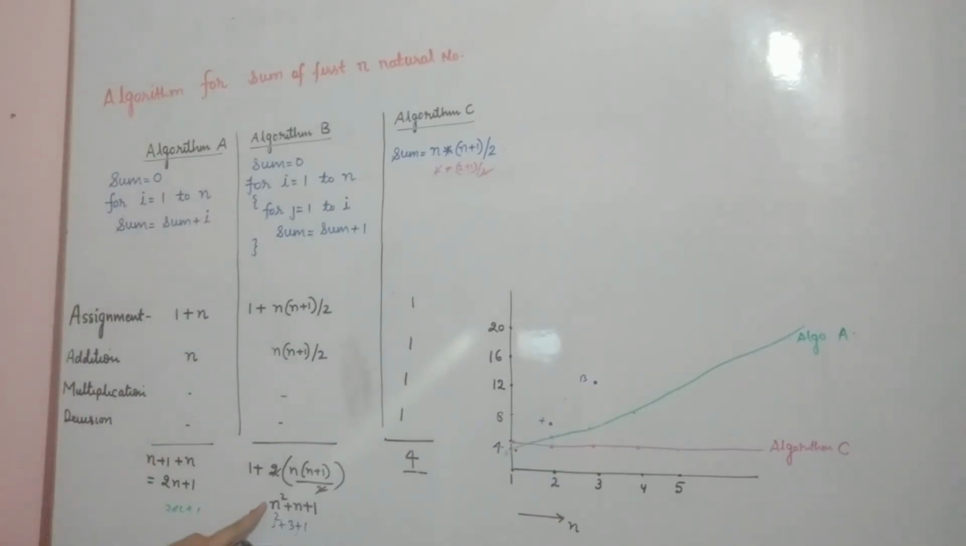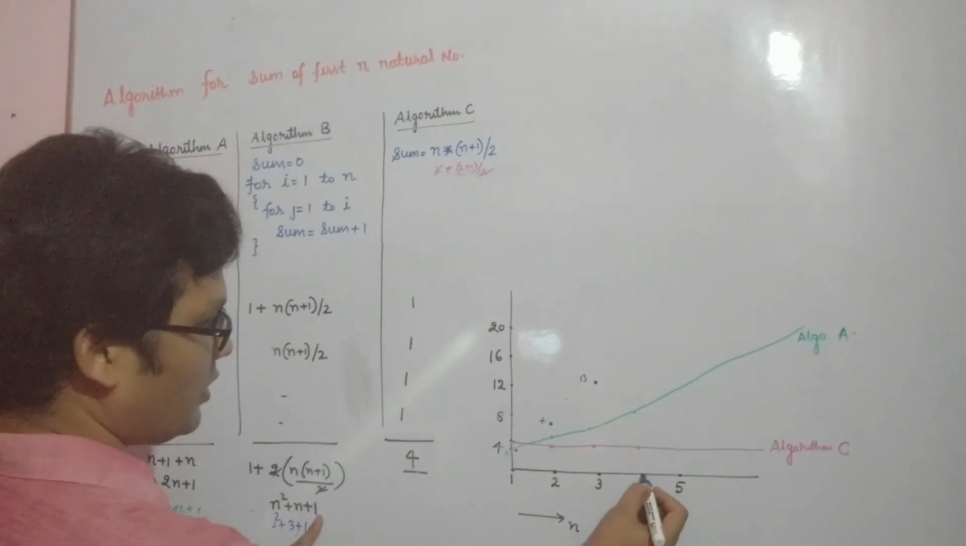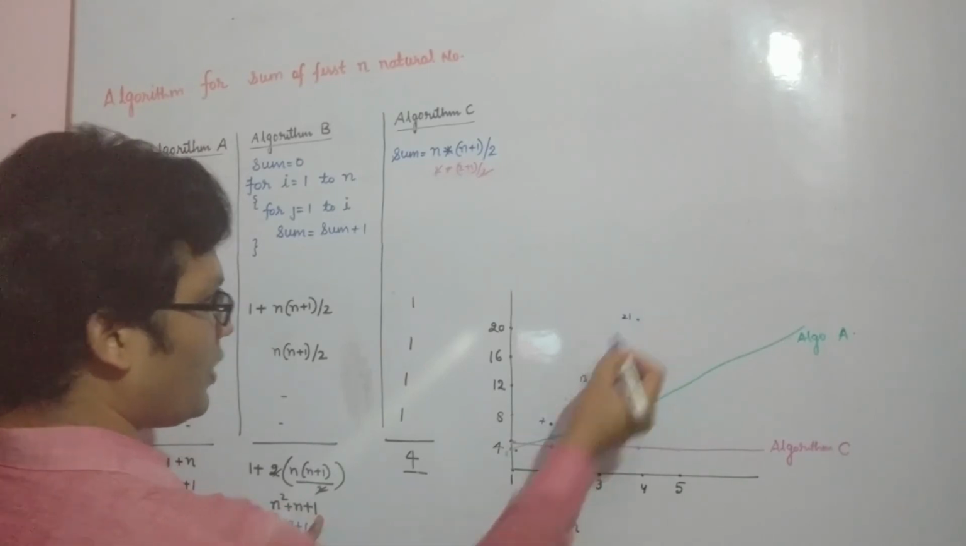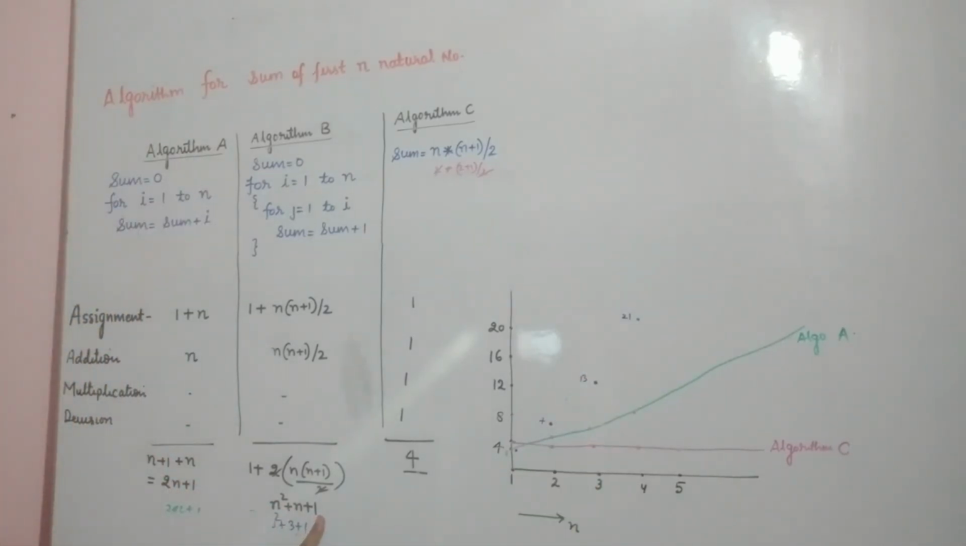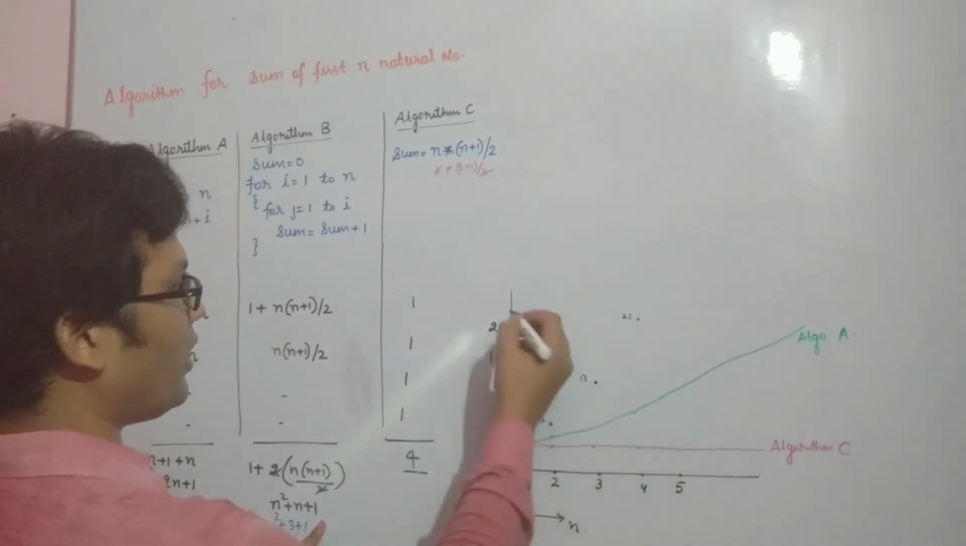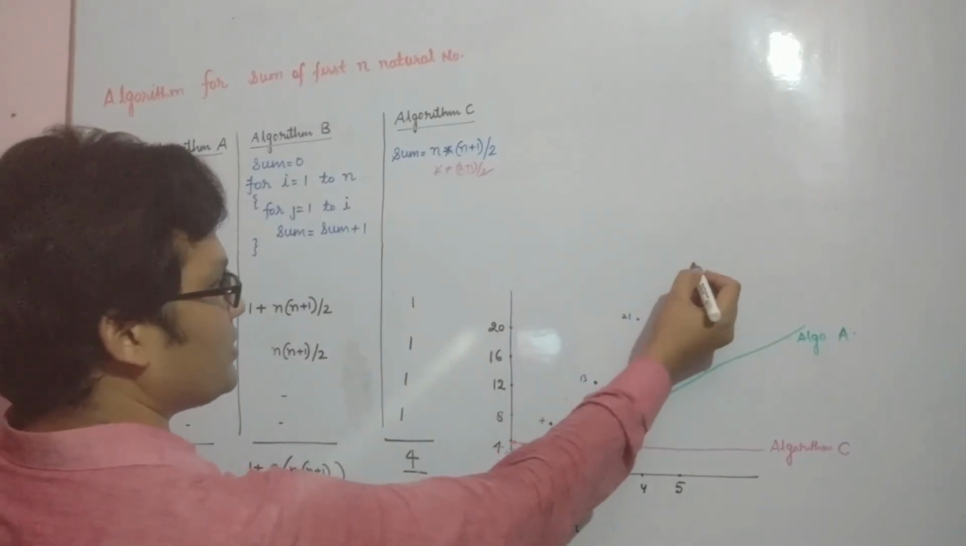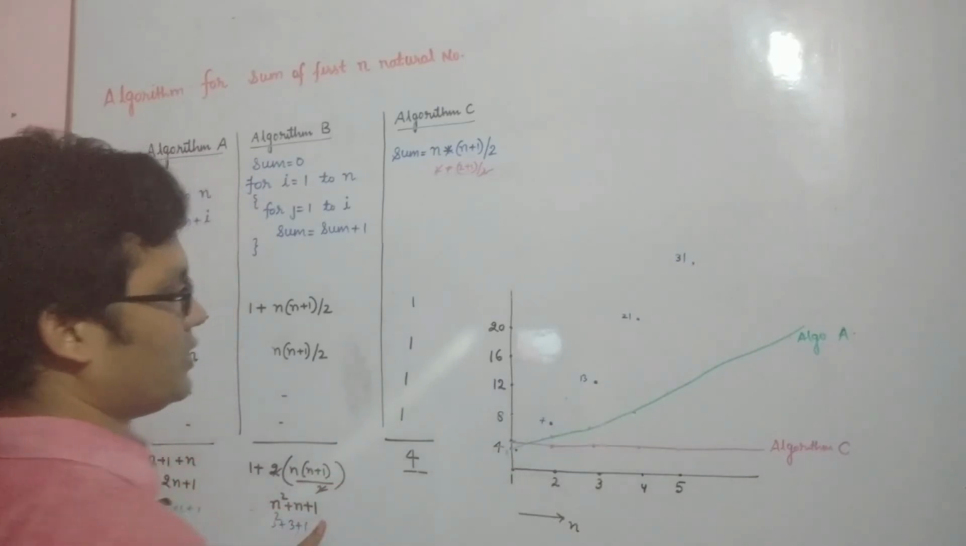N equal to 4. 4 4 is 16 plus 4, 20 plus 1, 21. On 4, this is 21, right? N equal to 5. 5 5 is 25 plus 5, 30, plus 1, 31. So I can write like this, 31, something like here. You can assume it like 30.